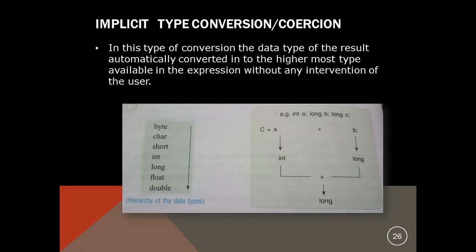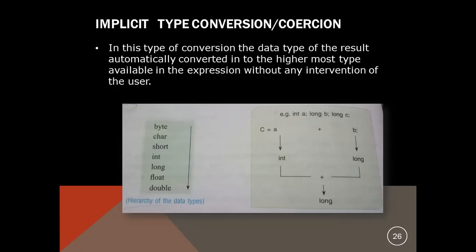Now, how do we know which is highermost and which is the lowermost? Here in this diagram, I have given a hierarchy of data types. In this hierarchy, the arrow moves from byte to double. Here, byte is the shortest or smallest one, whereas double is the biggest data type. An example here is given: c = a + b. a is of integer data type and b is of long data type. From this hierarchy, it is clear that long is higher than integer, so the data type of the variable c will automatically be taken as long.